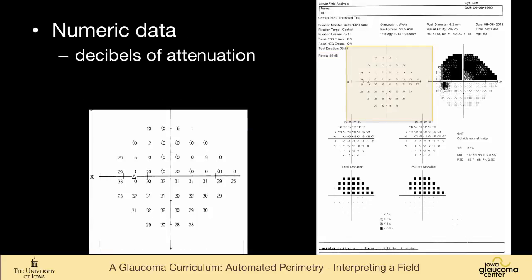Then here we can see the numeric data, and this is decibels of attenuation. So you have a very bright light, 10,000 apostilbs, and how far can you attenuate that light and still see it? And so you can see here that this point can see the unattenuated light. This point can't even see that. So this point is blind to the brightest light of the perimeter. At this point, the light can be attenuated by 30 decibels, roughly 3 log units, and the patient can still see it. So that's what these numbers mean.